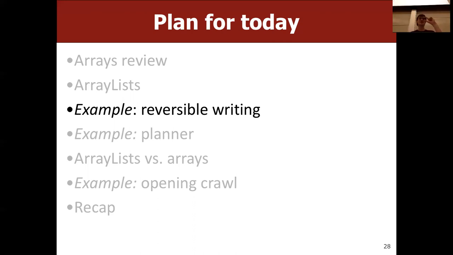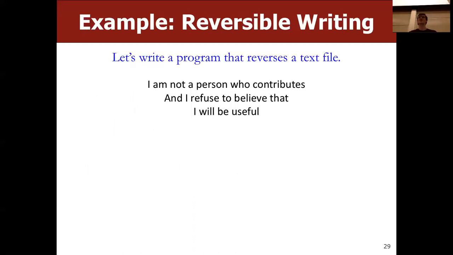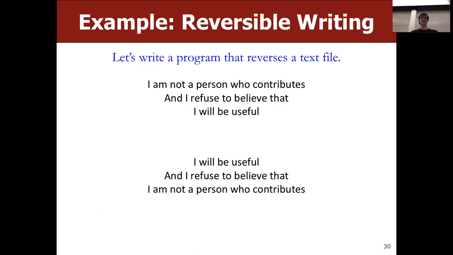As a little snippet that I pulled, you're like, this is really boring, but it's cool, trust me. If you read this, it seems pretty down: I am not a person who contributes, and I refuse to believe that I will be useful. And if you flip the sentences and the lines, it says, I will be useful and I refuse to believe that I am not a person who contributes. So it's kind of cool, right? If you're wondering why I started off with the bad one and then went to the good one?